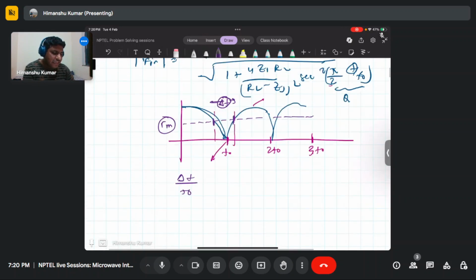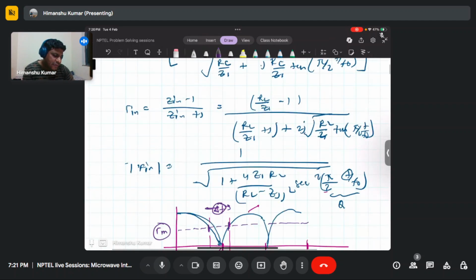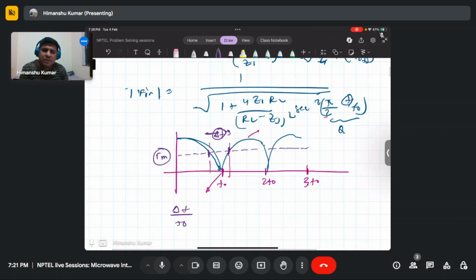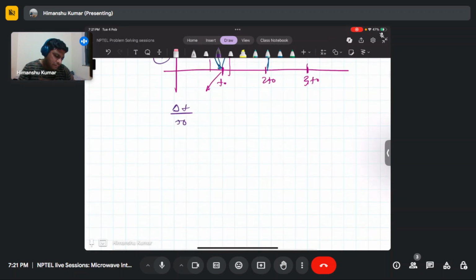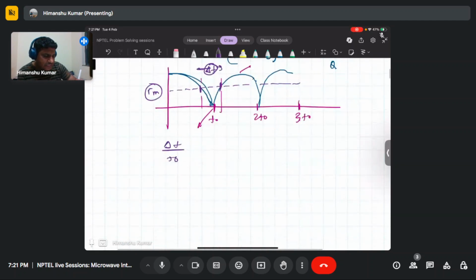Now if you take single section lines, they will have very narrow band matching. It won't be possible to completely match a larger set of impedances. So to match broadband kind of sources, you need a multi-section transmission line.